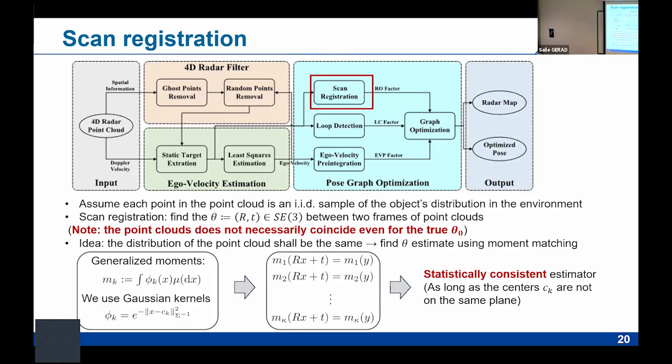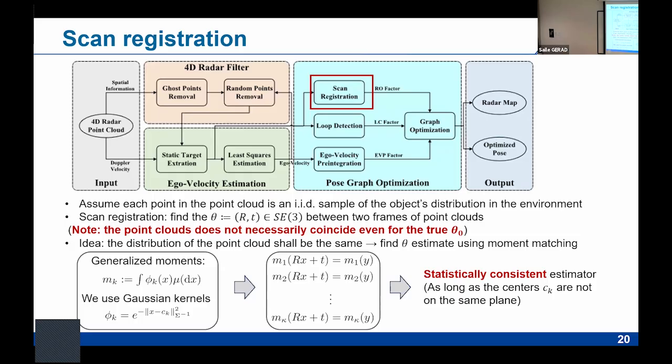It's very sparse and noisy, so how can you do that? So then we assume that each point in the point cloud is just an IID sample of the object's distribution in the environment. Because it emits one radio magnetic wave, it bounces back, and then you get one dot. So basically, this is the idea. You assume that it's an IID sample, and scan registration is to find the theta, the rotation and translation between two frames of the point cloud.